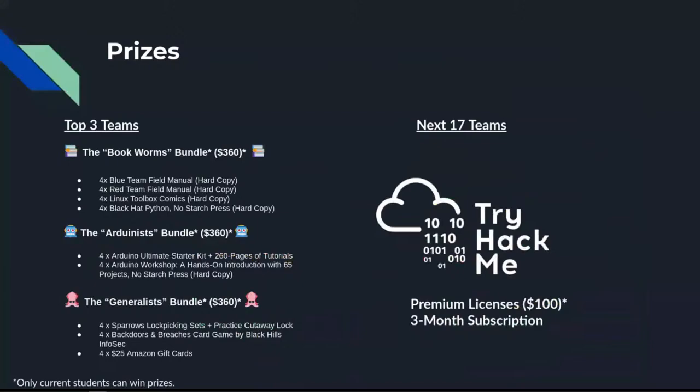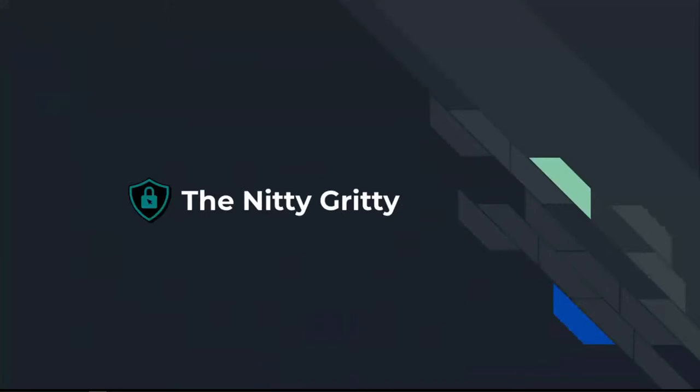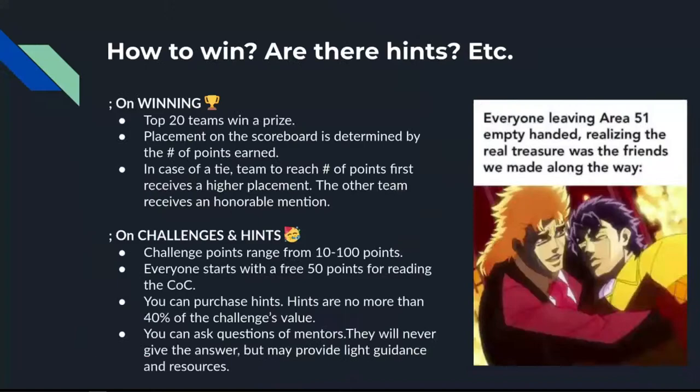Thanks, guys. Okay, so let's get into a little bit of the nitty-gritty here. We kind of started that already. So how do you win? Are there hints? We've already mentioned top 20 teams win a prize. The placement on the scoreboard is determined by the number of points, obviously. In case of a tie, the team to reach the number of points first receives a higher placement, and then the other team gets an honorable mention. I hope that was clear.